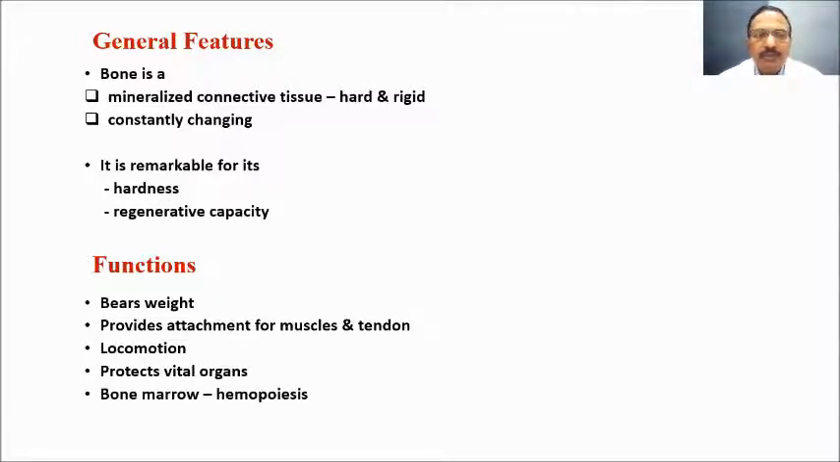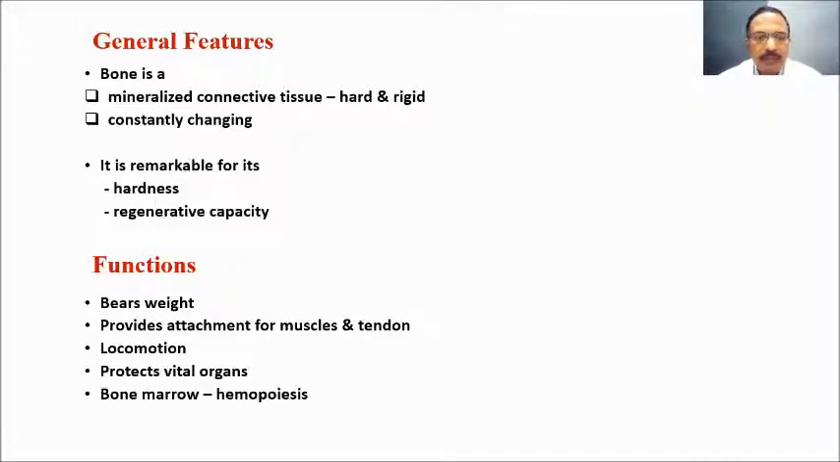This bone tissue is constantly changing, adapting to external pressure or tension, or when there is a need. Bone tissue is very hard and has a regenerating capacity. As you know, the functions of bone: it bears weight, and it provides attachment for muscles and tendons. Through that muscle attachment, muscles can act on various joints and move the body parts.